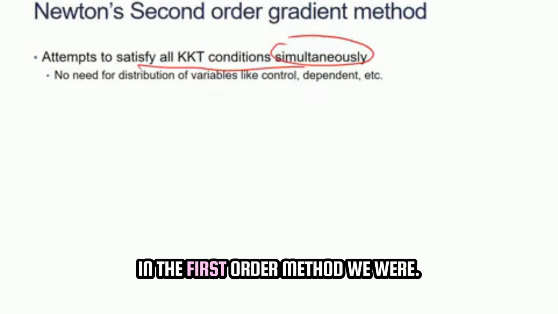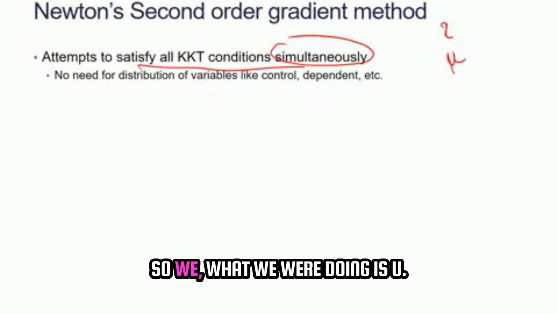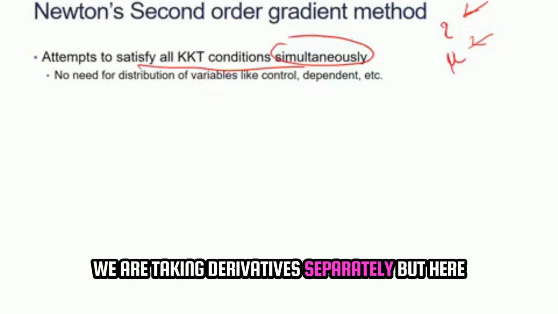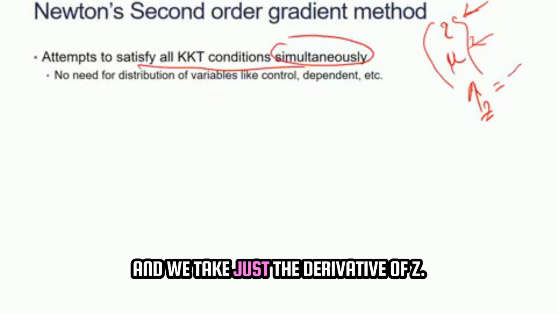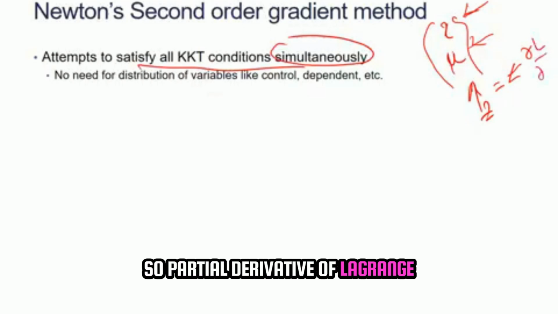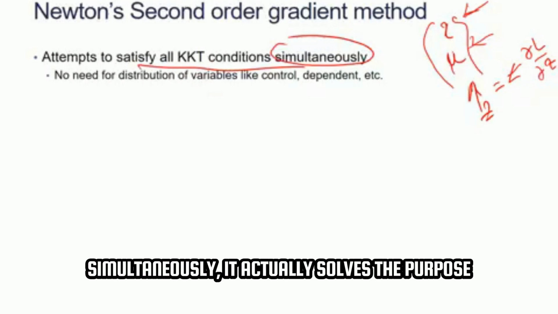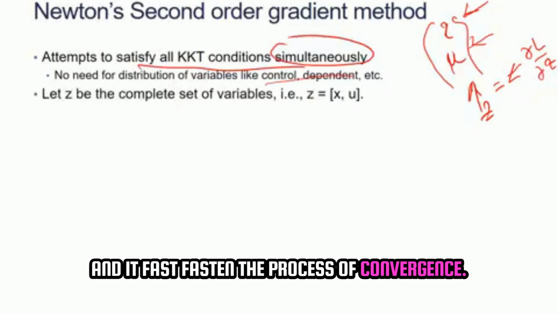Simultaneous means that in the first order method, let's assume x was the dependent variable and u was the control variable, we were taking derivatives separately for x and u. But here in combination we call them z, and we take just the partial derivative of the Lagrange function with respect to z. By considering everything simultaneously, it speeds up the process of convergence.